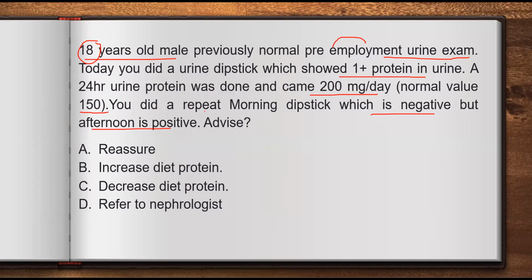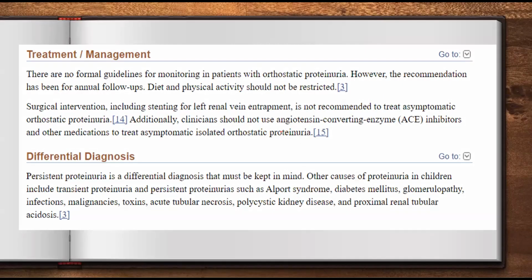but the morning dipstick is totally negative for protein and the afternoon is positive. And 200 milligram per day, is it very high? No. Usually if someone has more than 1 gram or 2 gram per day, that's a high amount of protein in urine. 200 is not very high. Okay. Now, this is most likely what we will call orthostatic proteinuria. So what is that?